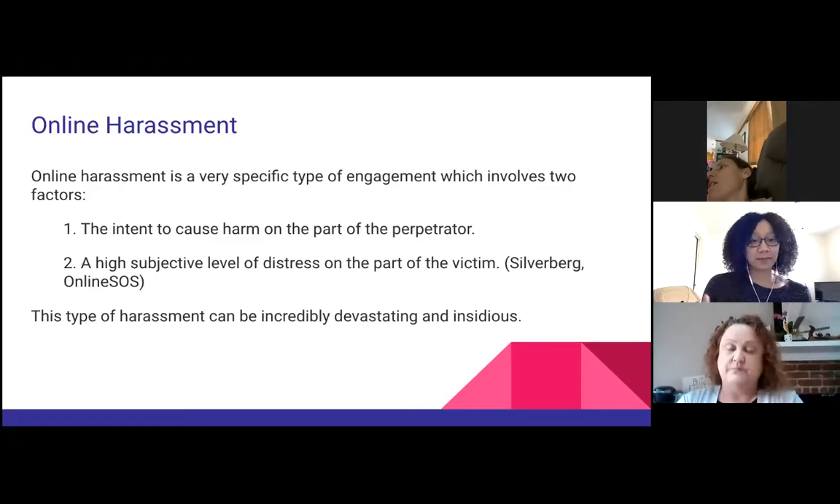This type of harassment can be incredibly devastating and insidious because it can be very difficult for the victim to ascertain the true nature of the threat or of the message, especially given that online, a lot of times the messages are anonymous and virtual. So you don't really know what that other person might be thinking.